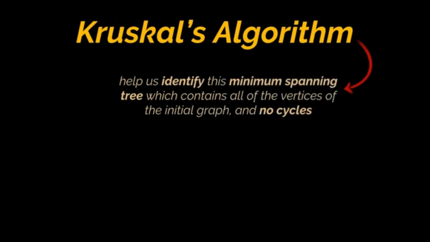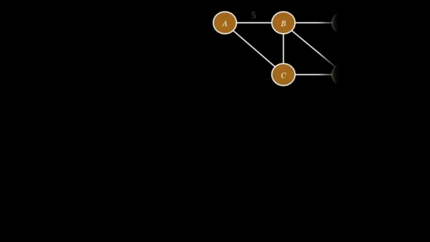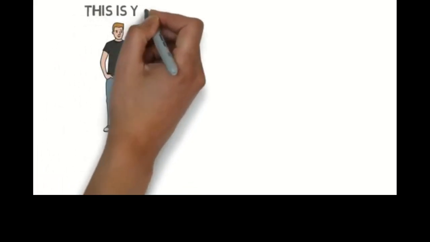So to help us identify this minimum spanning tree, which contains all of the vertices of the initial graph and no cycles, we use Kruskal's algorithm for that. We'll be covering Kruskal's algorithm deeply in a further video. So let's take an example to understand Kruskal's algorithm.